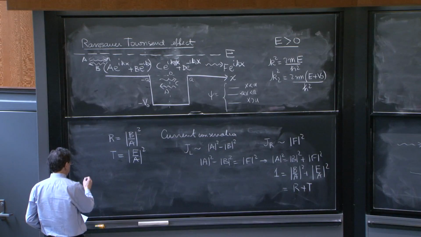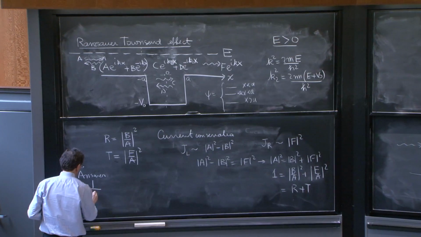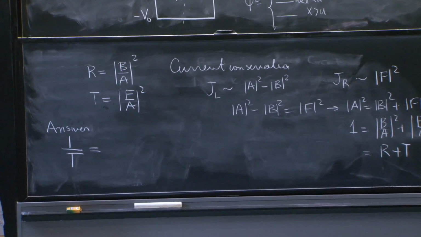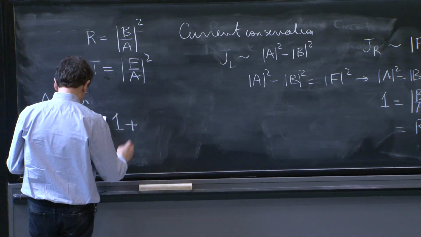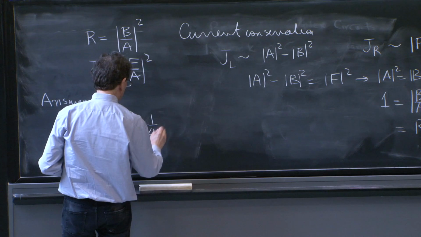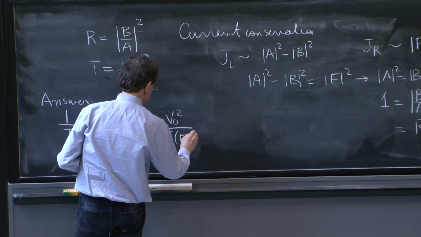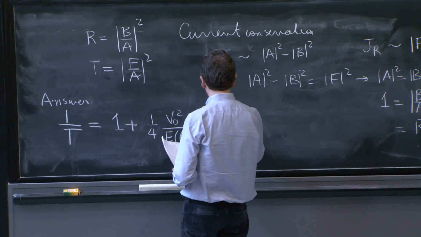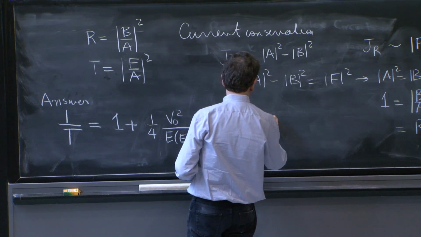Here is the answer. It's easier apparently to write 1 over t. And 1 over t is equal to 1 plus 1 over 4 V naught squared over E times (E plus V naught) times sine squared of 2k2a.